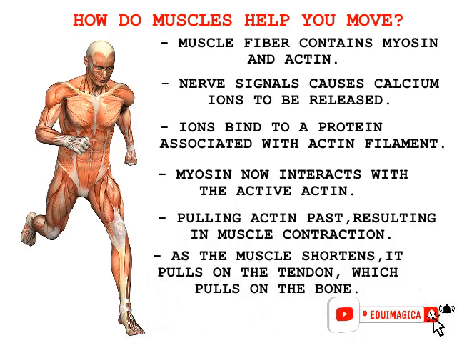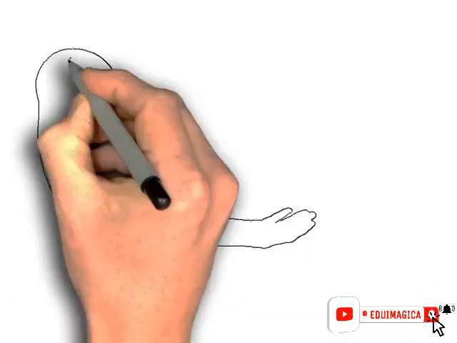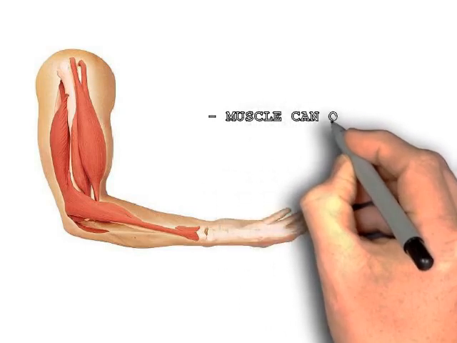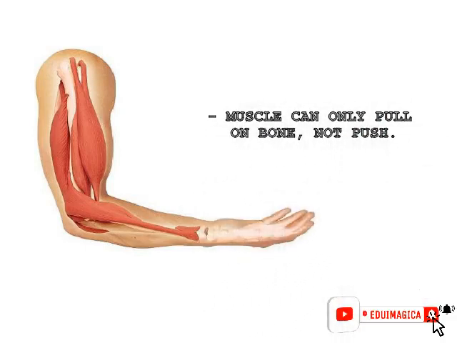We will look into detail about muscle contraction in upcoming videos. Muscle can only pull on bone, not push, and so in order for a bone to move back the other way, a different muscle must contract while the original muscle must relax. This was all about the musculoskeletal system.